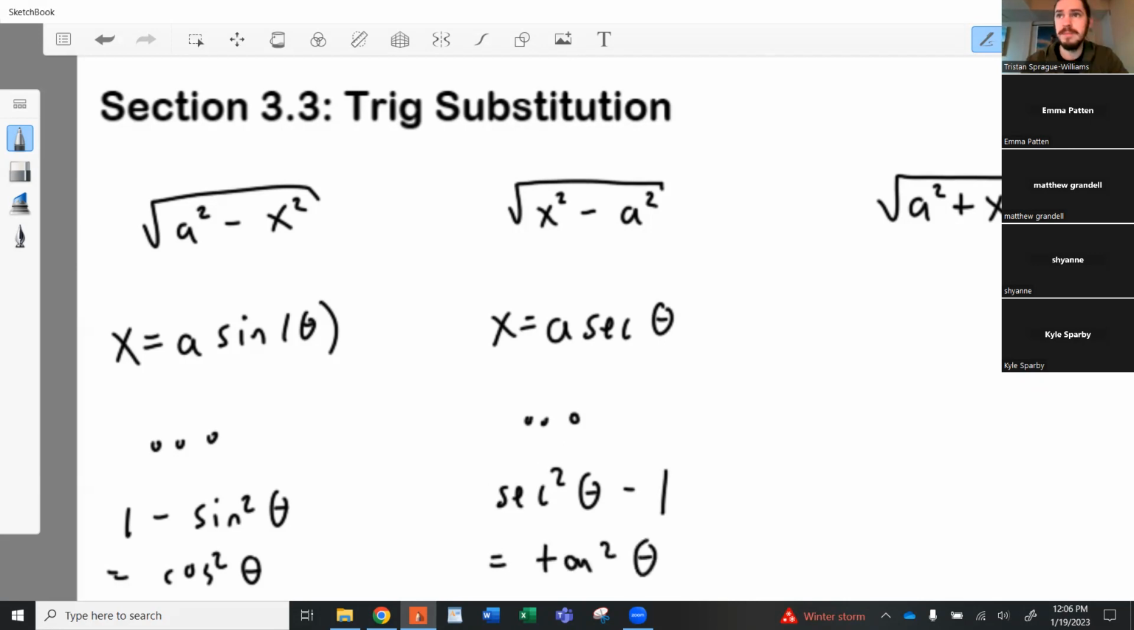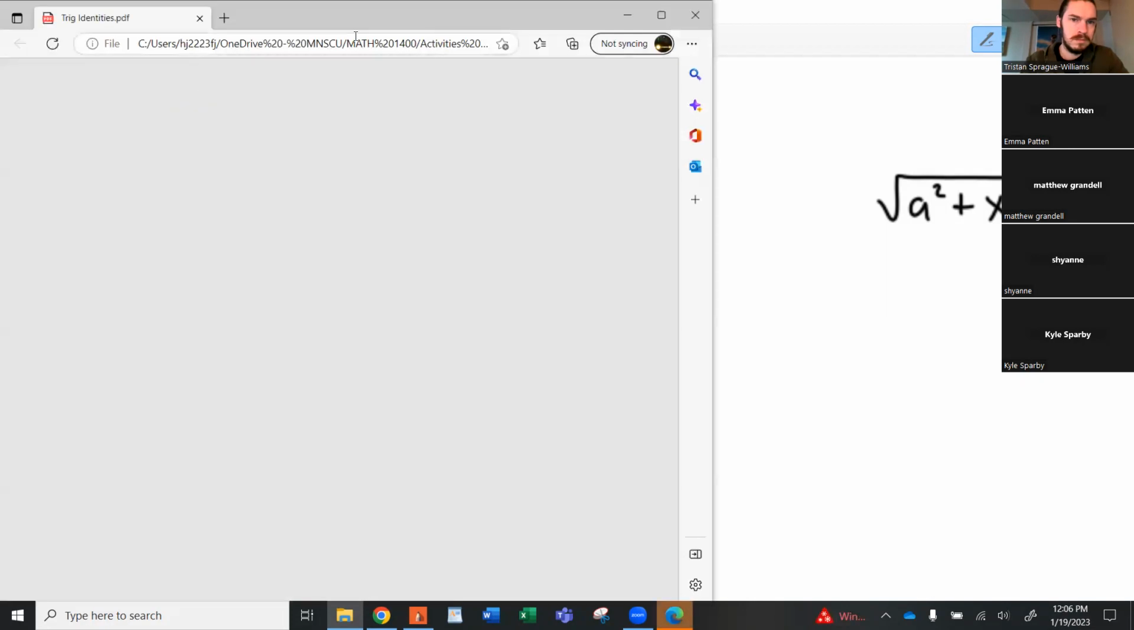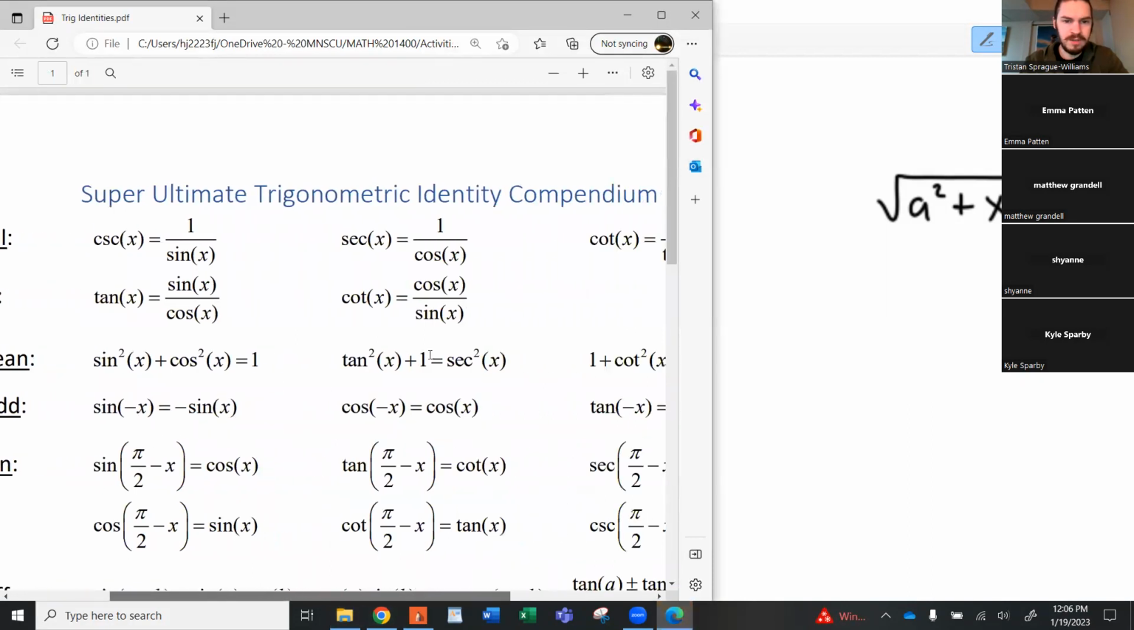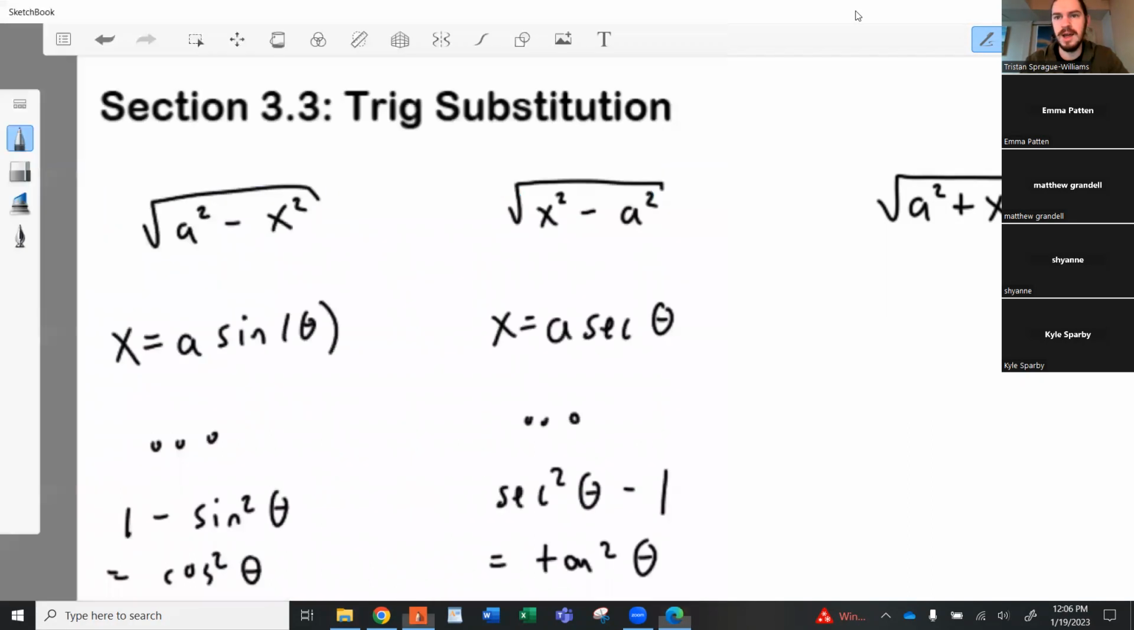Do I have that right? Hang on, I have a moment of doubt. I need to check the super ultimate trigonometric identity compendium. Let me do that real quick. Right. So yeah, if you do secant squared minus 1, you get tangent squared. Aha, okay, good. I remembered it correctly. Secant squared minus 1 is tangent squared.